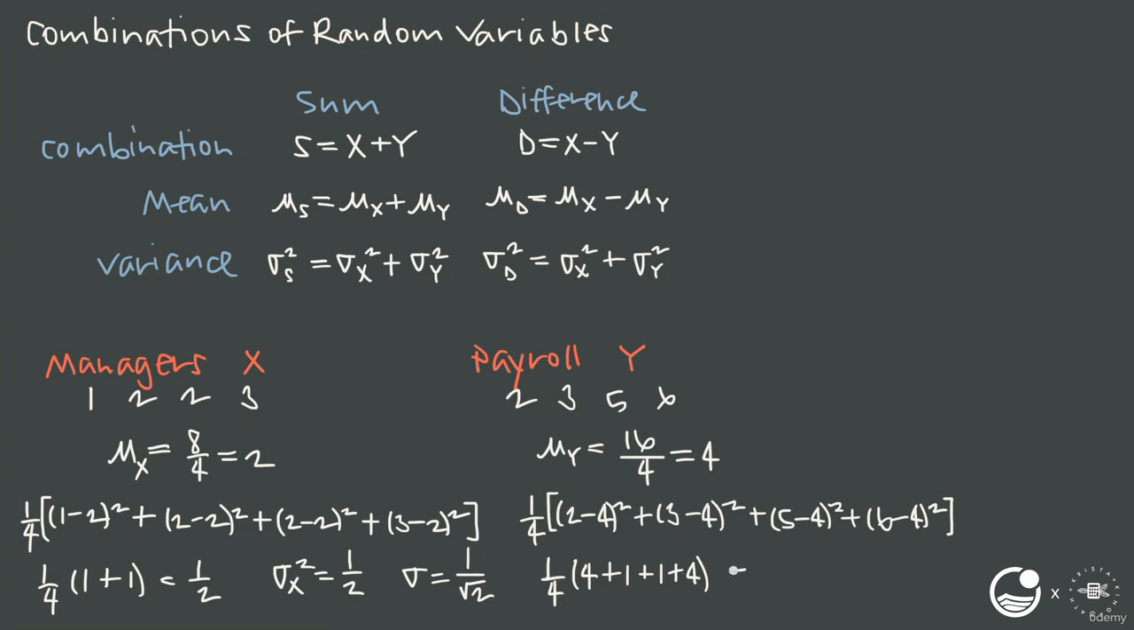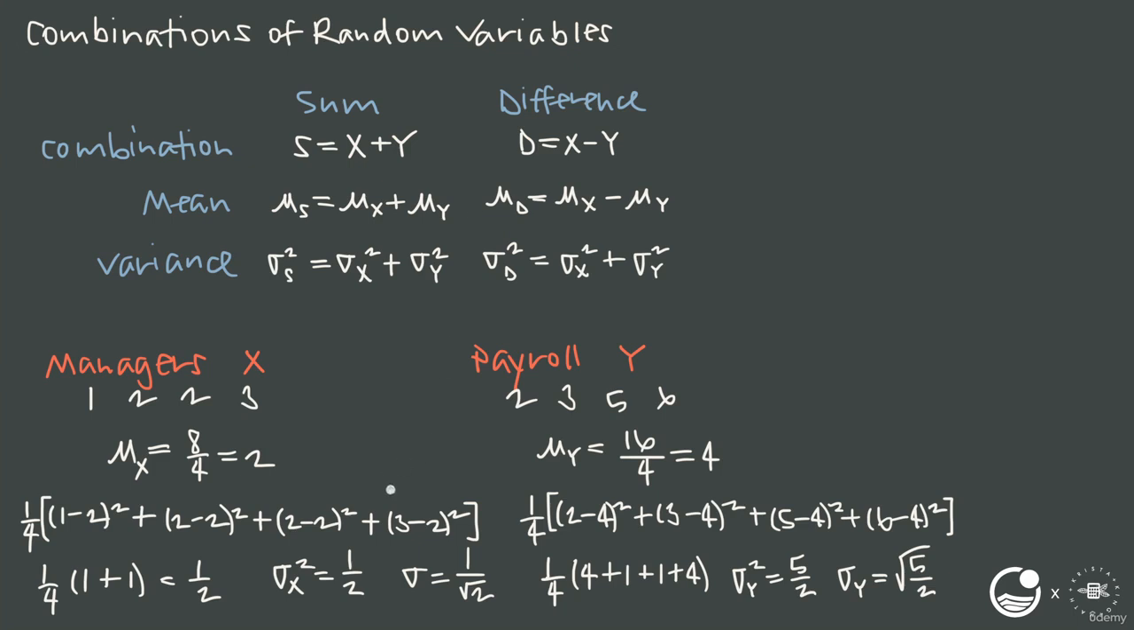So we can say then that the variance of y is 5/2, which means that the standard deviation of y is the square root of that, or the square root of 5/2, the square root of 2.5. Now, here's where the idea of combining random variables really comes in handy.